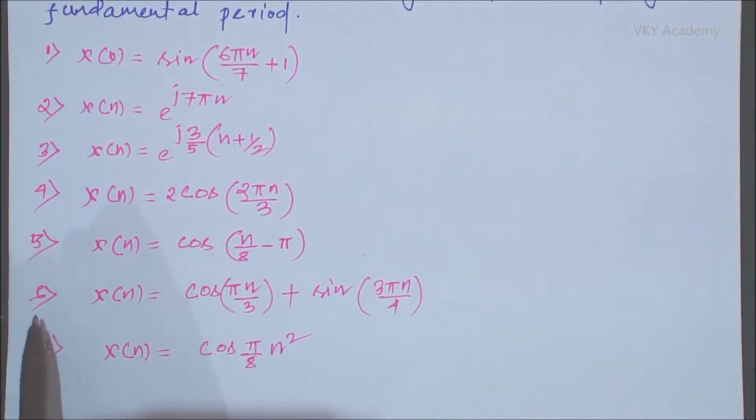Then we will solve question number 6, which is a combination of two discrete time signals, one a cosine signal and another a sine signal. We have also discussed in the previous class how to determine the periodicity when two or more signals are combined together. Question number 7 is x of n is equal to cos of pi by 8 n square. If we solve all these numericals, then all the concepts of periodic and aperiodic signals will be clear.